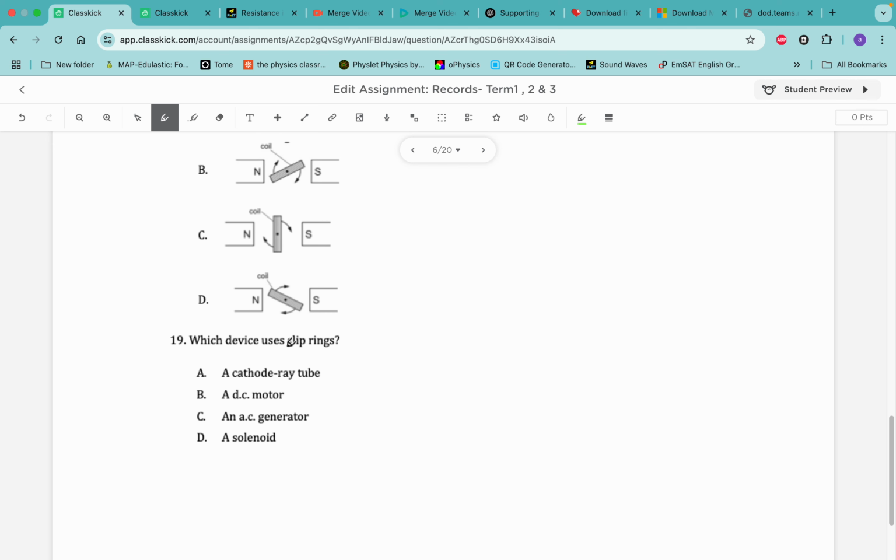Which device uses slip rings? Of course, it's AC generator. We don't need to describe or to go to the idea of motor since it will not be included, so I don't want to confuse you.